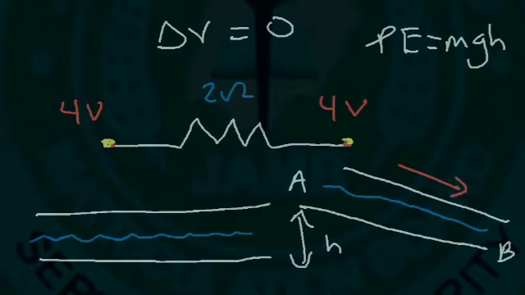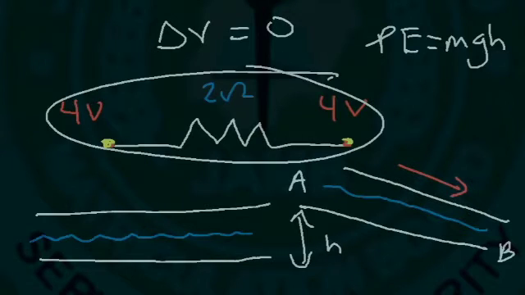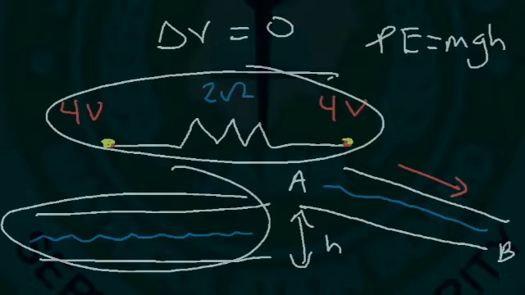Voltage works the same way. Voltage is known as electric potential. It's very similar to potential energy. So this situation here relates to this situation. What we have is a leveled pipe and no water is going to flow because the voltage is the same.